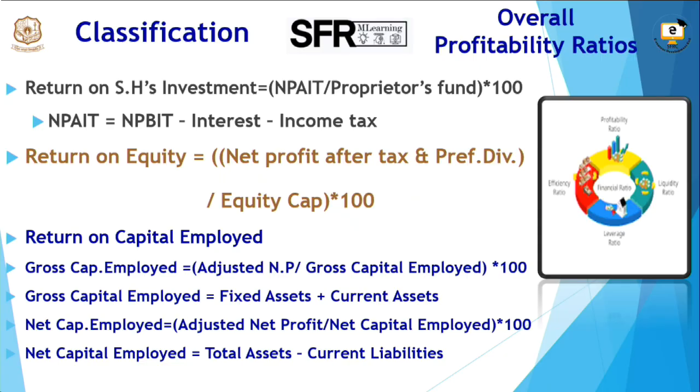So return on gross capital employed, how do you calculate it? It studies the relationship between adjusted net profit divided by gross capital employed, and as it is expressed as a percentage, it is multiplied by 100. Then return on net capital employed studies the relationship between adjusted net profit divided by net capital employed into 100.